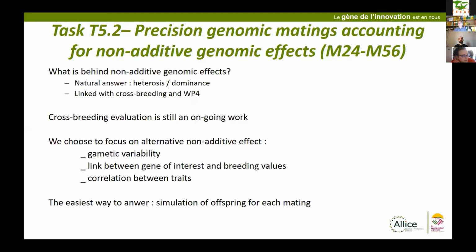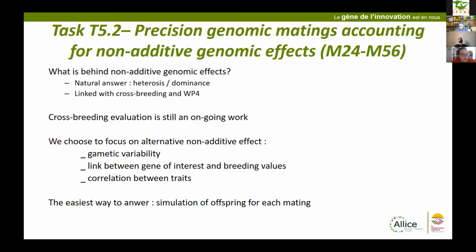Try to present what was done in task 5.2, which was precision genomic mating accounting for non-additive genomic effects. First I will try to explain why we did what we did. So what do we think when we think about non-additive genomic effects? The natural answer will be heterosis and dominance, and that is why the task is at the beginning quite linked to work package 4.